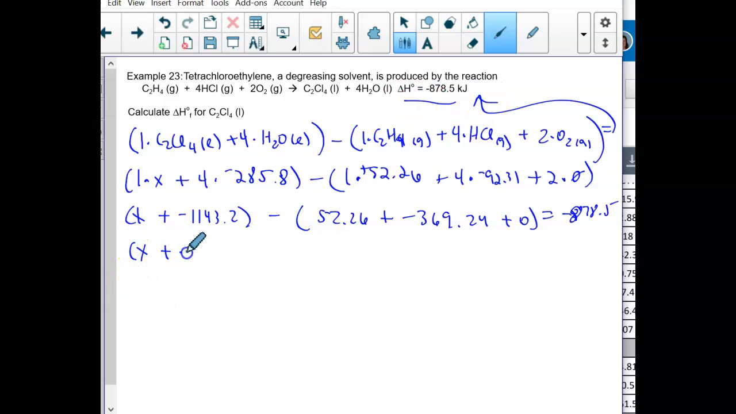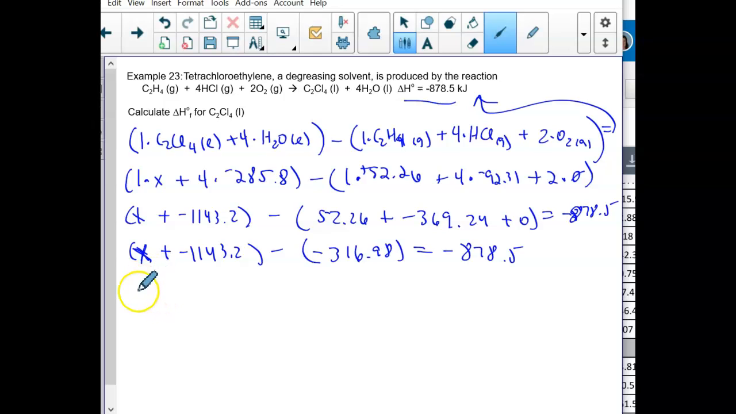So now we're going to say X plus negative 1143.2. Again, I'm showing way more work than you may want to show. Minus 52.26 plus negative 369.24, so then this equals negative 316.98, equals negative 878.5. Remember where I got this from was the delta H, because we knew this overall reaction delta H value. We're solving for an unknown, right? So this would be a number that we would have on our yellow sheet, our thermodynamic table, which I copied in yellow most years. You may just be verifying this number. Either way, you have to show the work. You can't just write the number off the yellow sheet or the thermodynamic sheet. To get credit, you have to show the work.